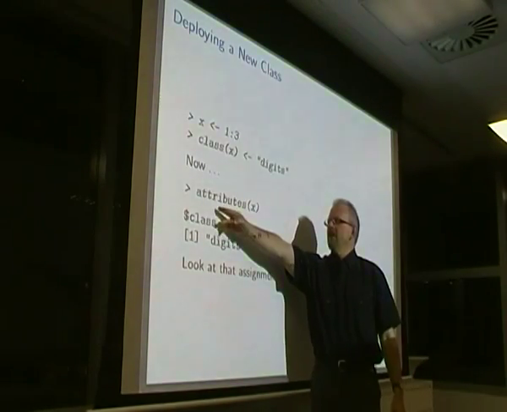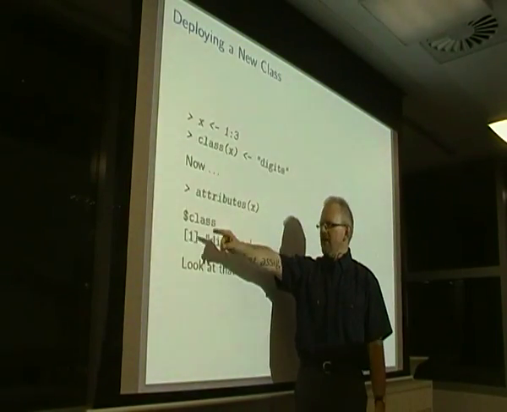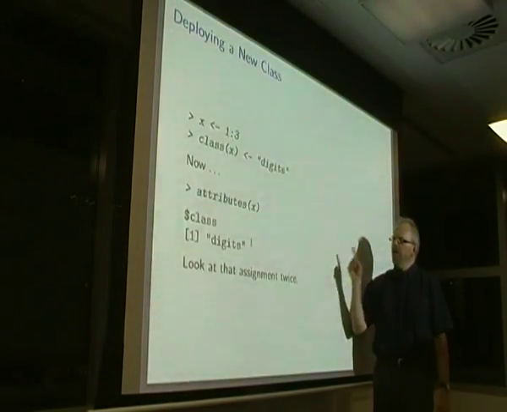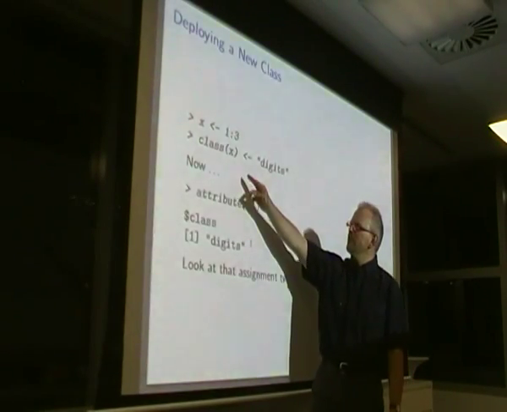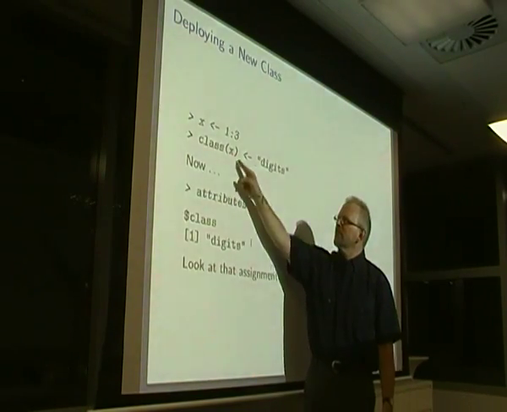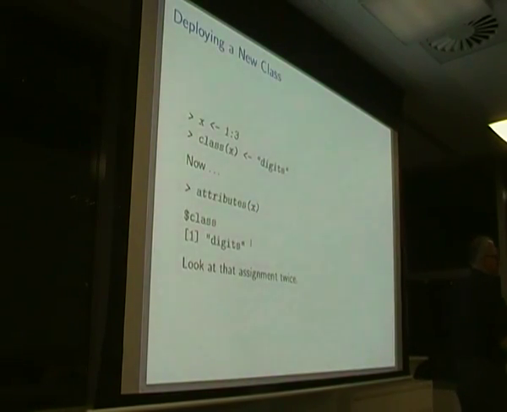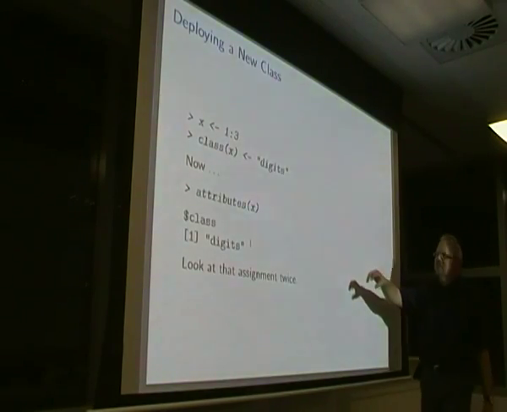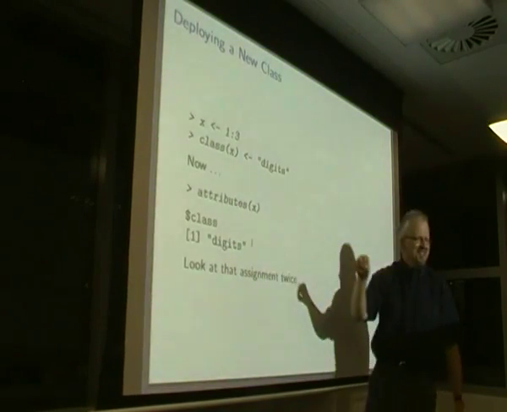Now, if we want to check, I type the attributes function, attributes of x, and it tells me that the only attribute of x that is worth note is class, and it's class digits. One thing I do want to draw your attention to is this assignment. I was just reading Chambers' book, and he draws our attention to the fact this is actually quite an extraordinary construct. Ordinarily, you save the output of a function call as something else. Here, we're saving something as the output of a function call. That's just wacky.